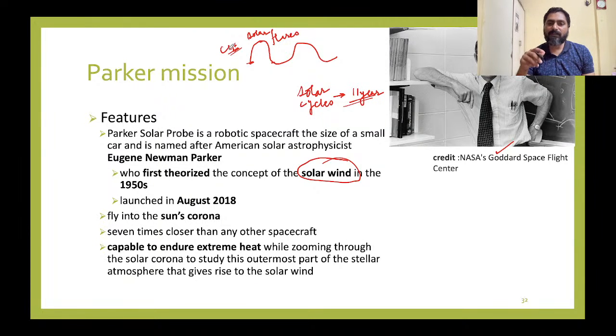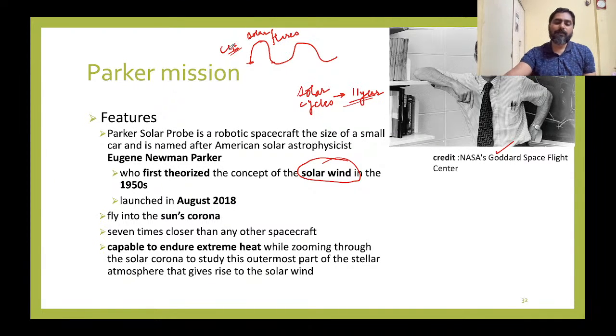These solar flares can destroy other types of satellites. They can damage some of the equipment of the International Space Station. They can be harmful to astronauts also if they are in the International Space Station. They can damage your navigation systems, like the GPS or GLONASS. They can damage even the power grids also. So this is the potential of the solar mission.